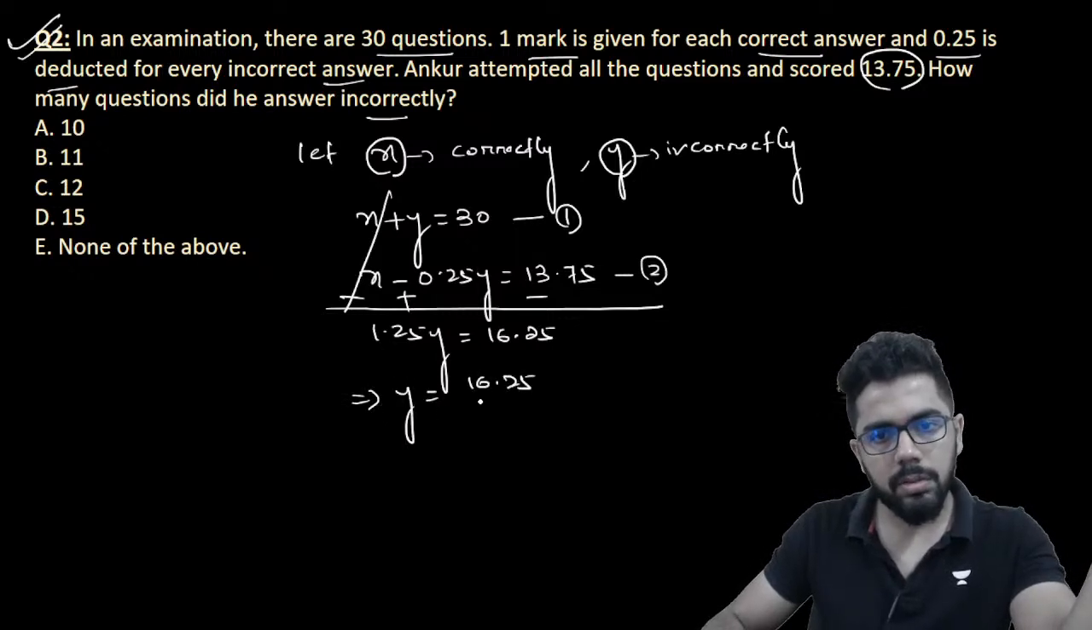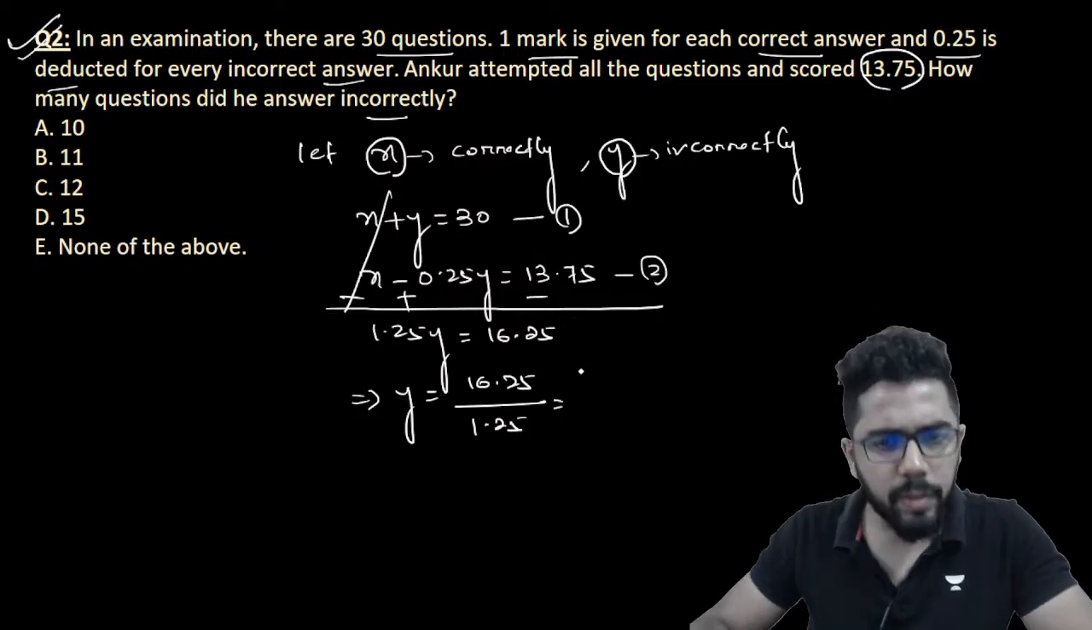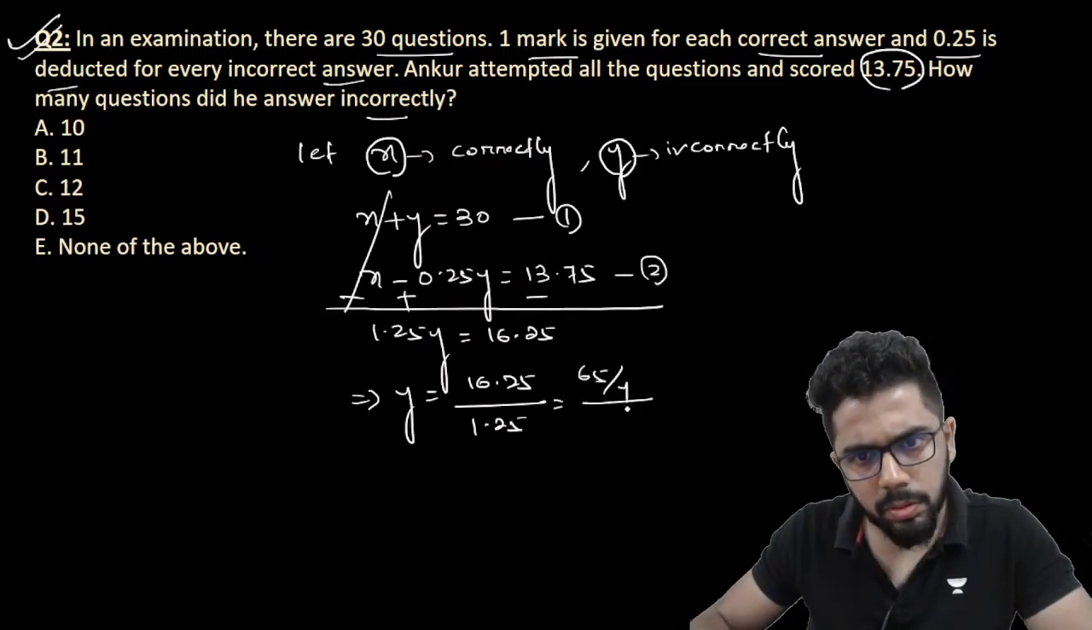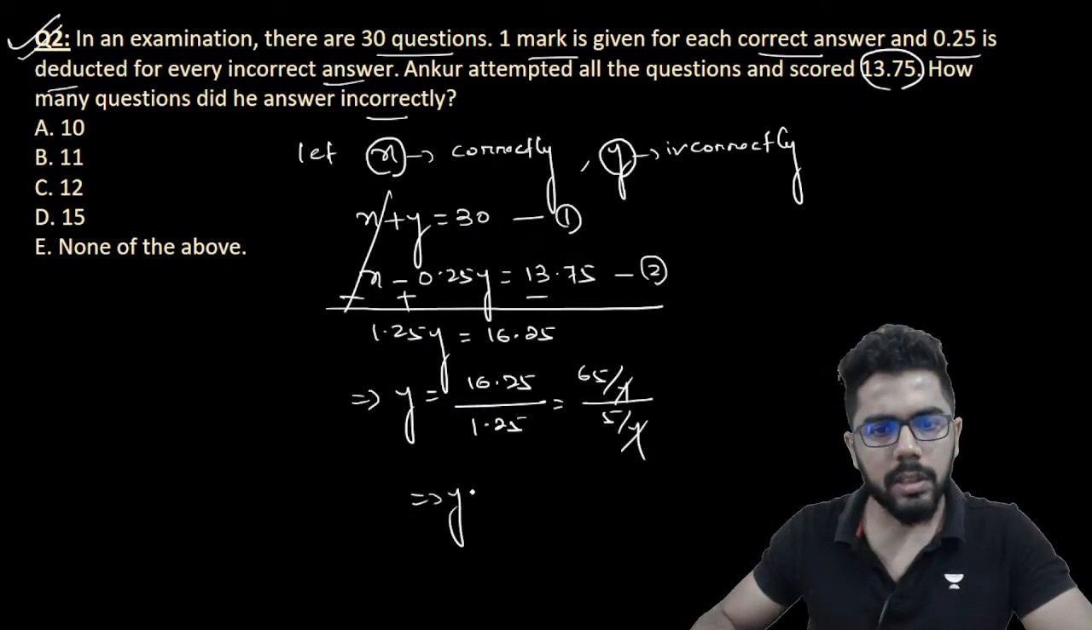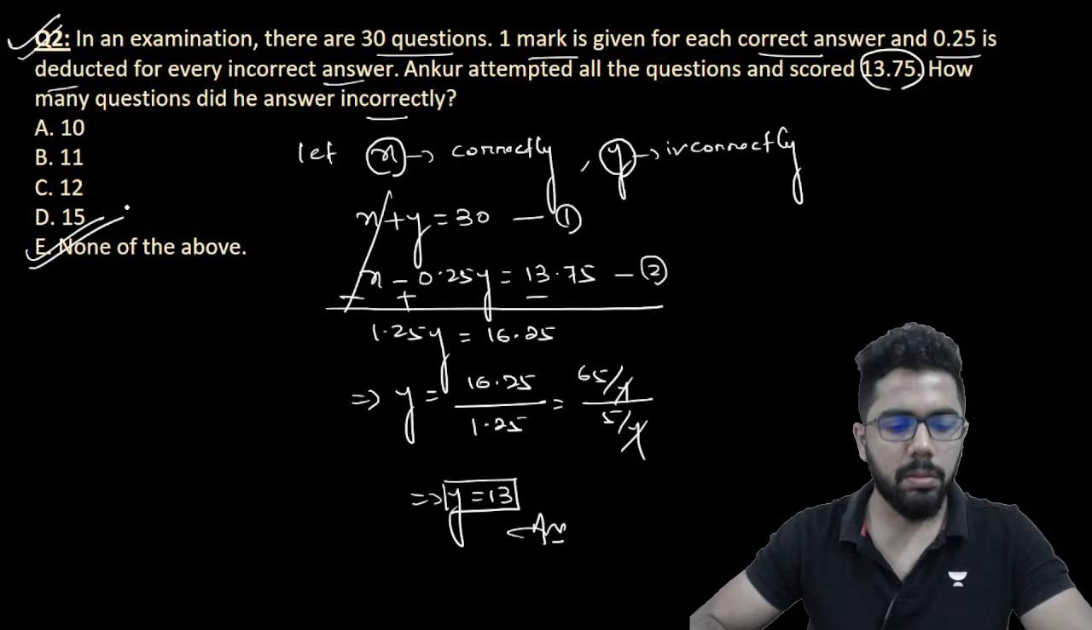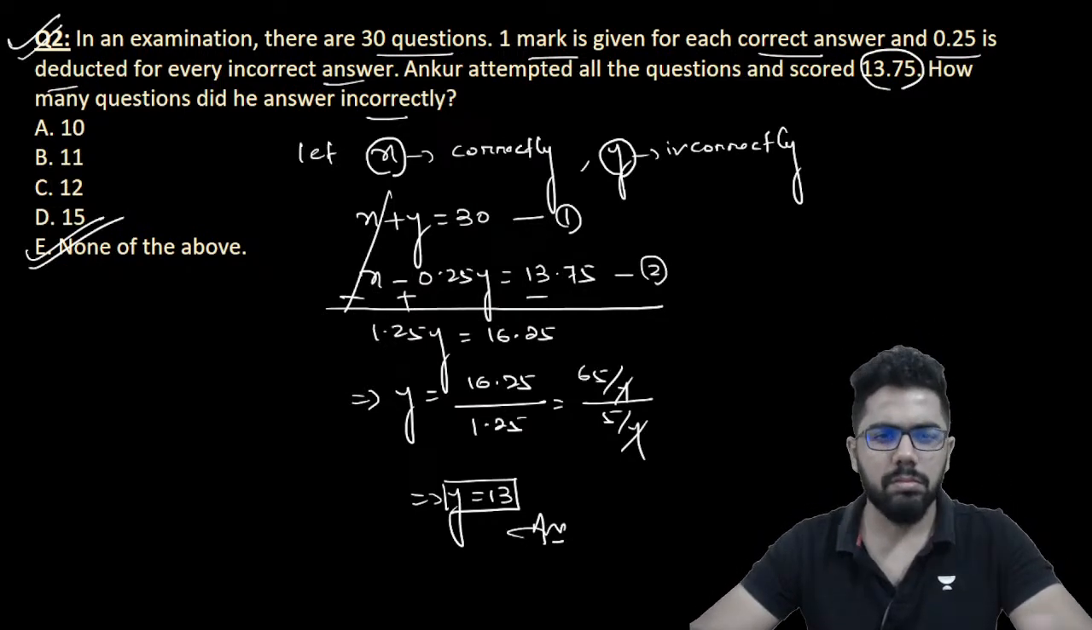So y is equal to 16.25 by 1.25. 16.25 I can write it as 65 by 4 and this is like 5 by 4. So I can say okay, y is equal to 13. None of the above. Very easy question.